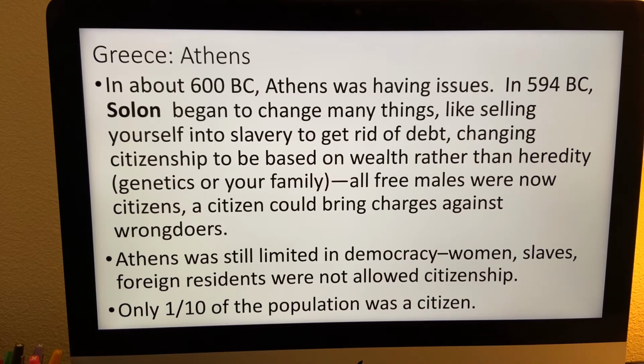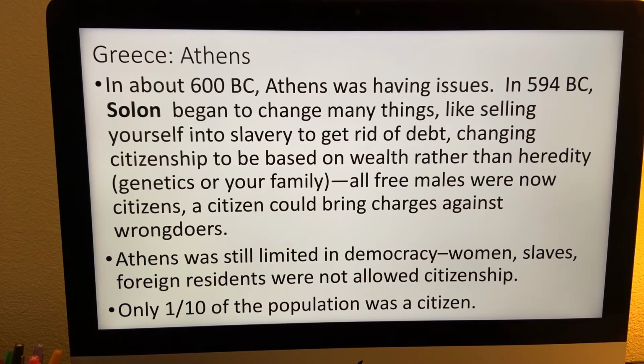All right, so in about 600 BC, Athens is having problems, and in 594 BC, Solon began to change things. Now, he had come into power a few years before that, and he started to change things. And one of those things was if you were in debt, you could sell yourself into slavery so that you could get rid of that debt. That obviously needed to be changed. He also changed how citizenship was determined. You were a citizen based on your wealth now.